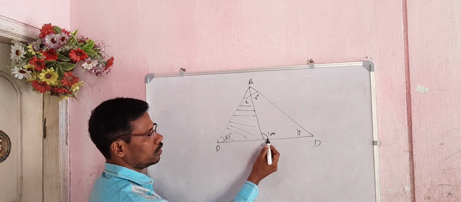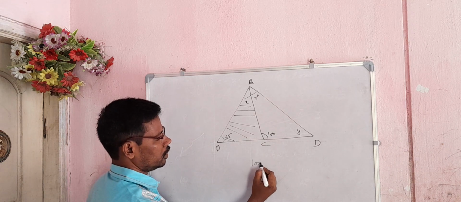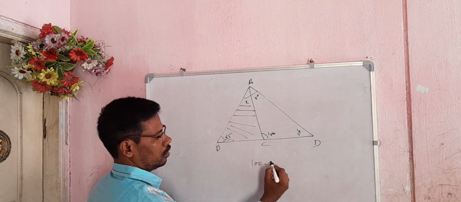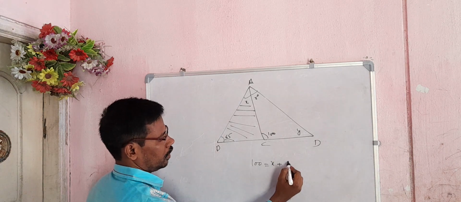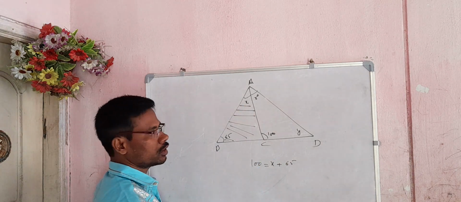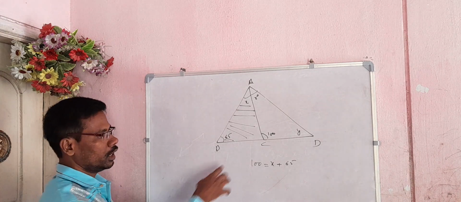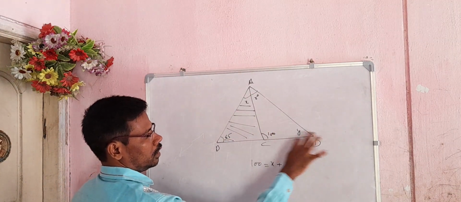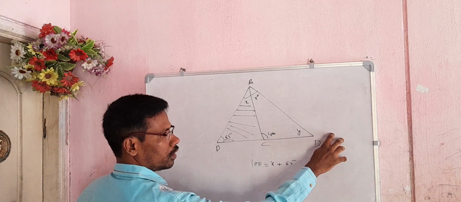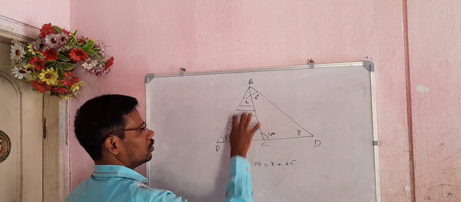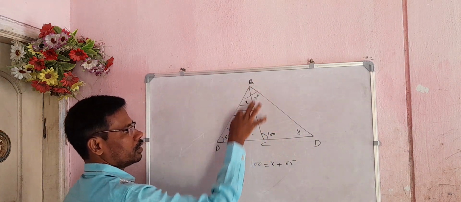Exterior angle is this one. So 100 is equal to x plus 65. Find out x over simple. Clear? Exterior for this triangle, this is the side produced. So exterior angle is equal to sum of two interior opposite angles for this triangle.